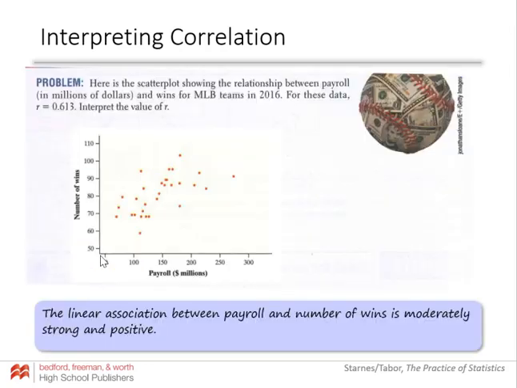So here's an example. We have payroll and number of wins for Major League Baseball teams. We can call this a linear association, and they gave us a value of R of 0.613. So the linear association between payroll, my X number, and number of wins, my Y-axis number, is moderately strong and positive because it's going in this direction.